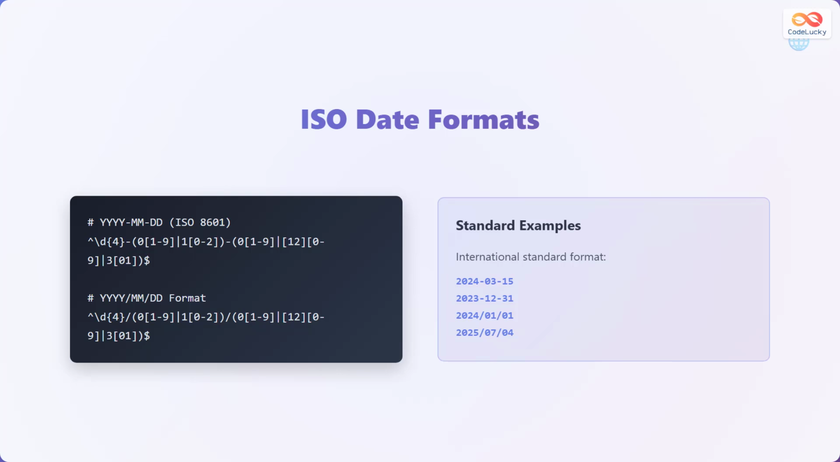For the year, month, day format, we have 2024-03-15 and 2023-12-31. For the format with /, we have 2024/01/01 and 2025/07/04. These ISO formats are widely used in international communication and data exchange.